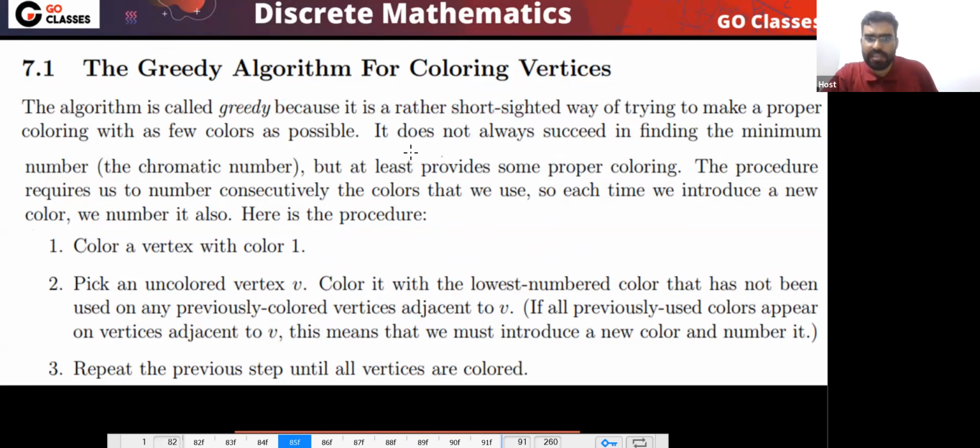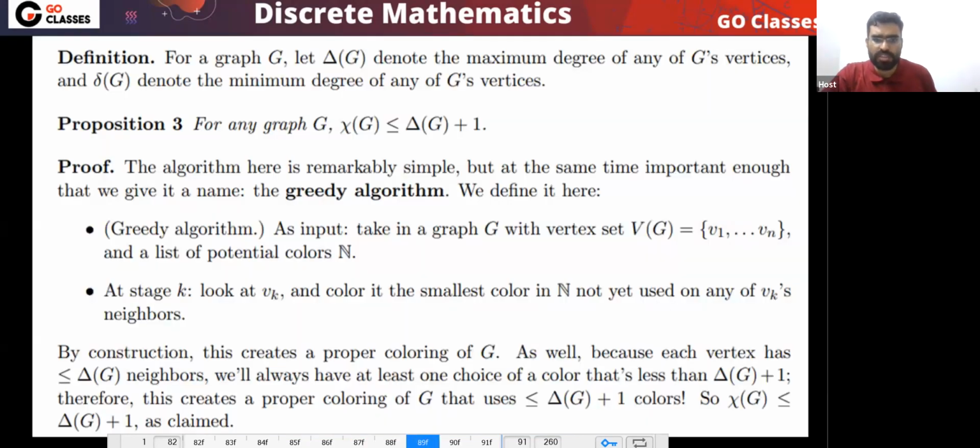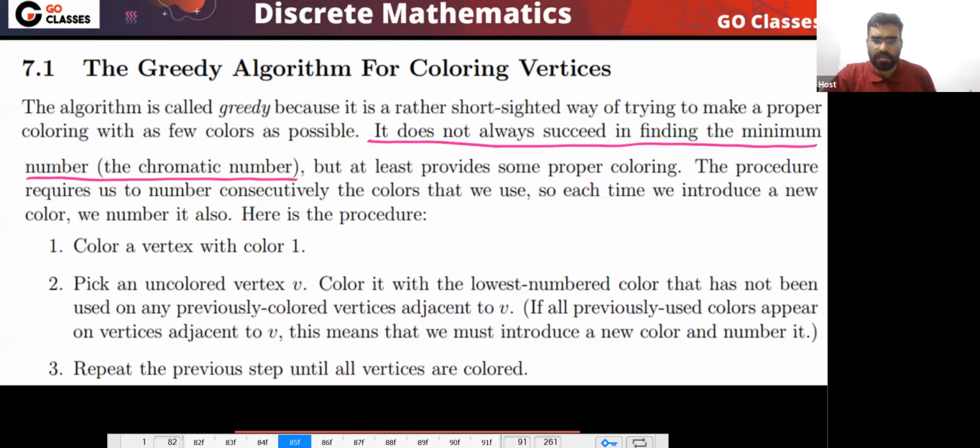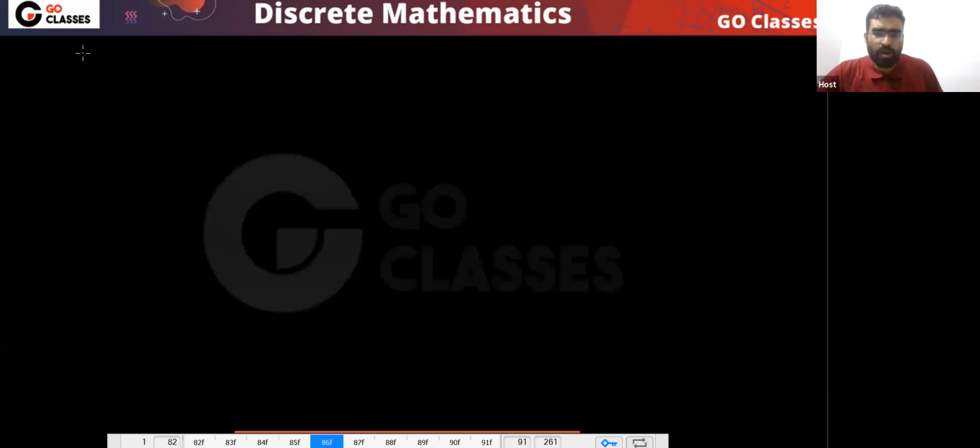But remember this very important point: it does not always succeed in finding the minimum number of colors. But at least this will give you a proper coloring. It will tell you that you have a K coloring. Now let's see one more point. From this greedy algorithm, you can make this observation.